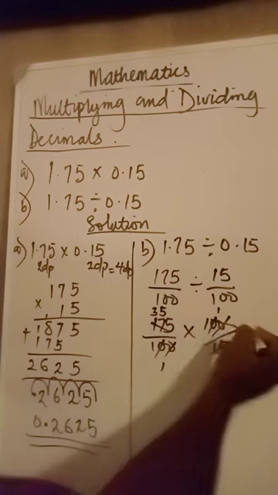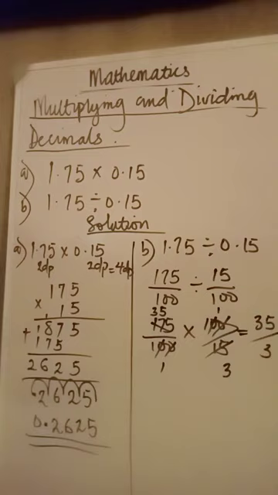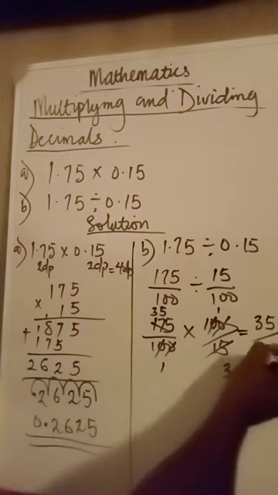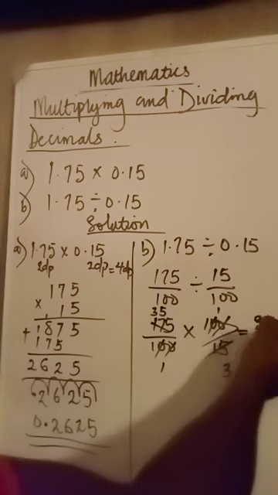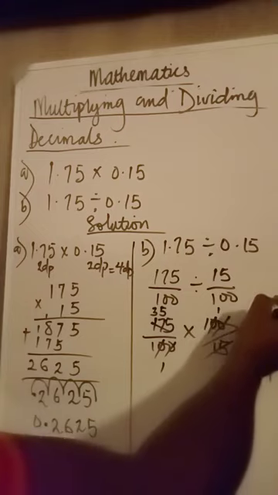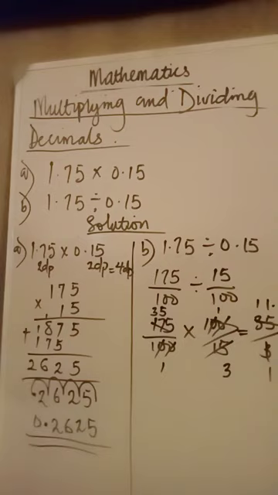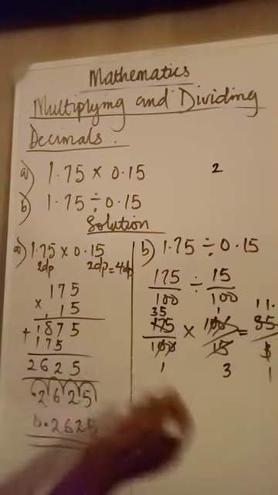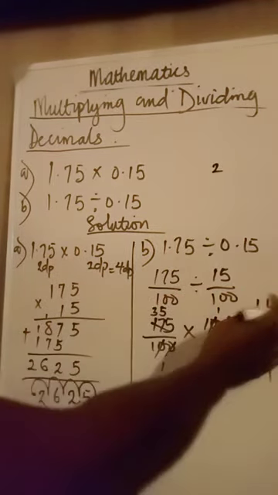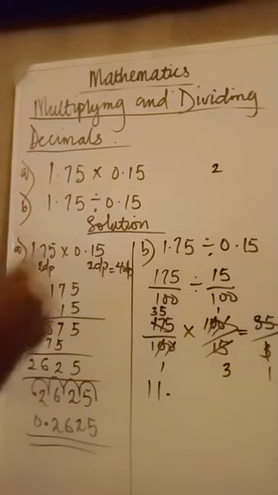I have 35 times 1, so I have 35 over 3. If I divide 35 by 3, it should give me 11 point something. I should have a remainder of 2. What do I do if I want to convert to decimals? Wait, let me write this down. I have 11 point, with a remainder of 2.